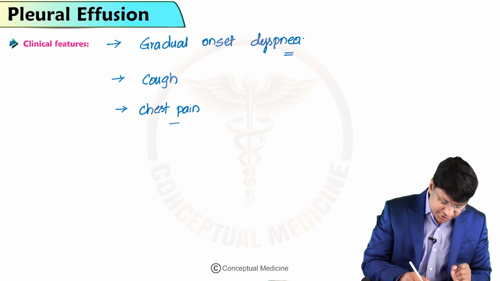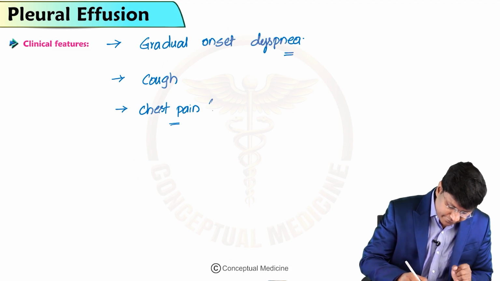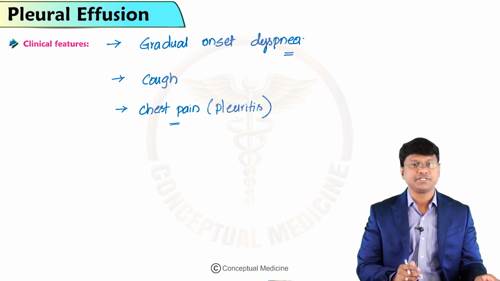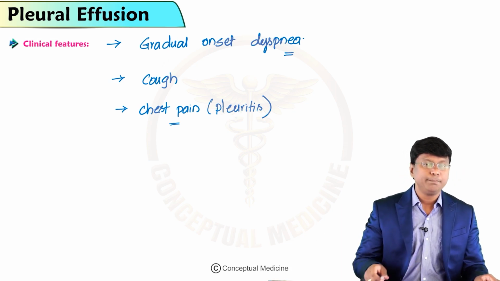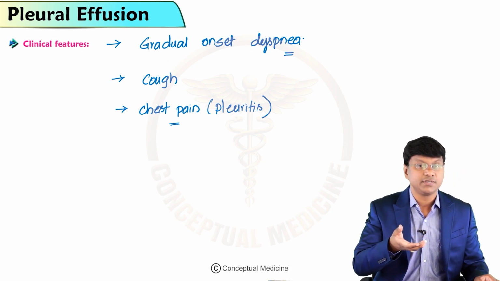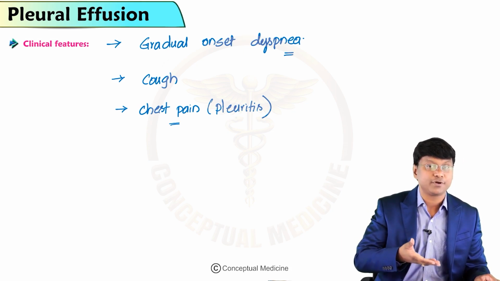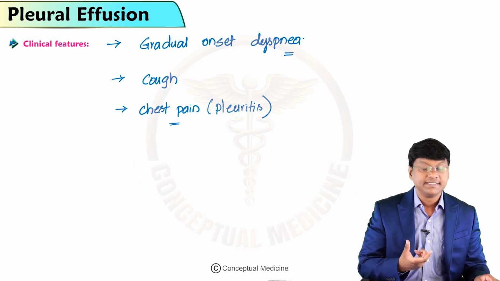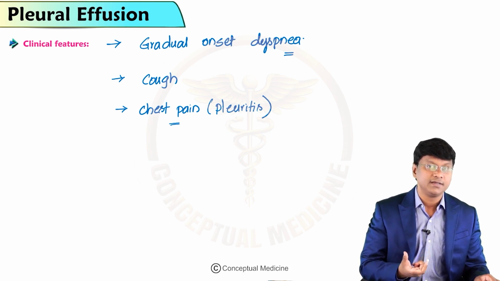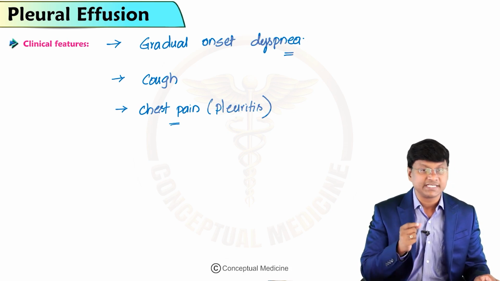And why will there be chest pain? That is because of pleurisy or pleuritis. There will be inflammation of the pleura. So whenever the individual inhales, during the process of inspiration, there will be pain within the pleura, and that type of pain we call pleuritic pain.